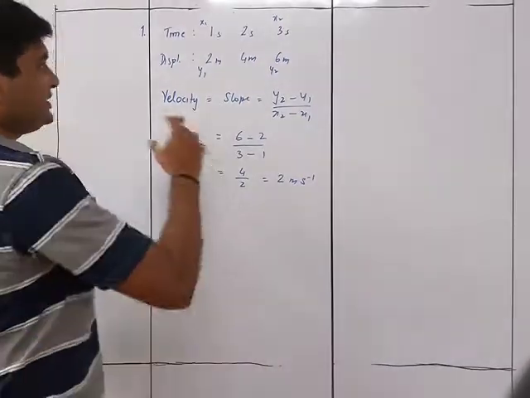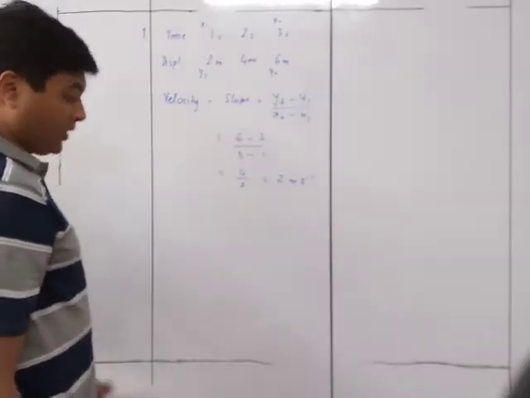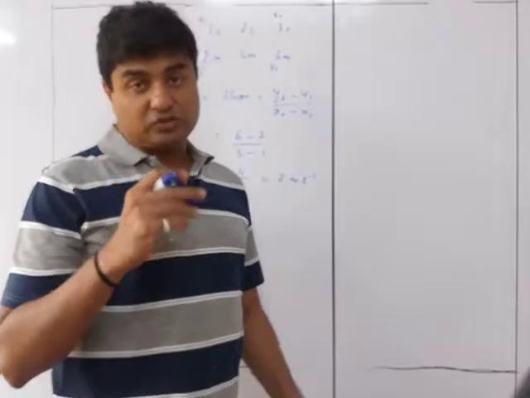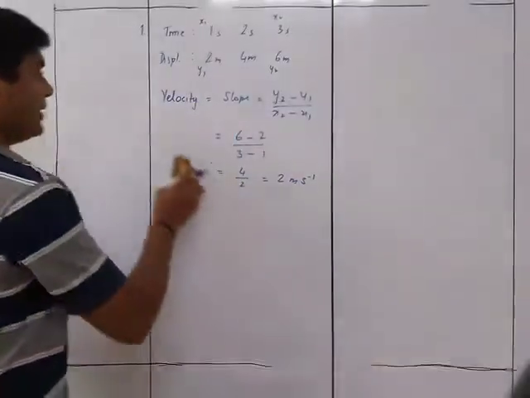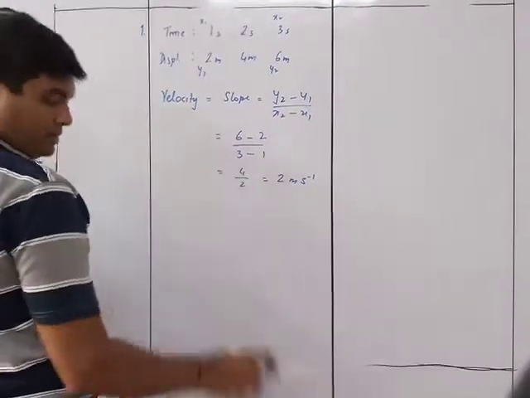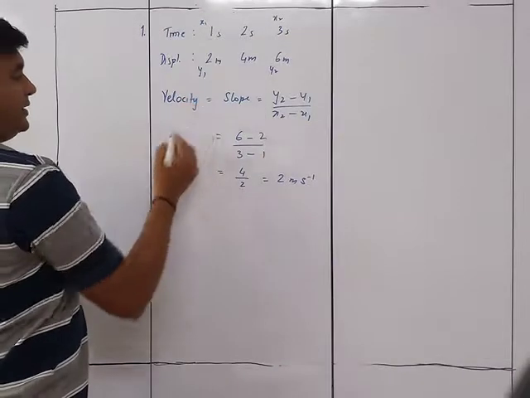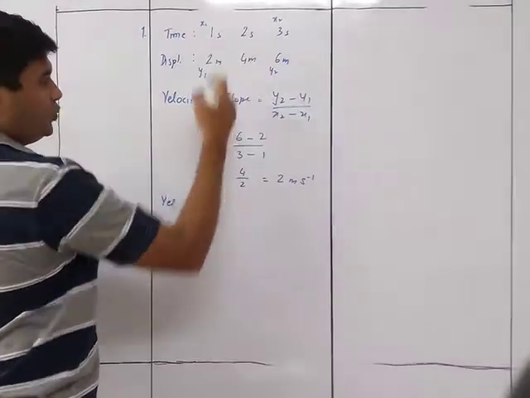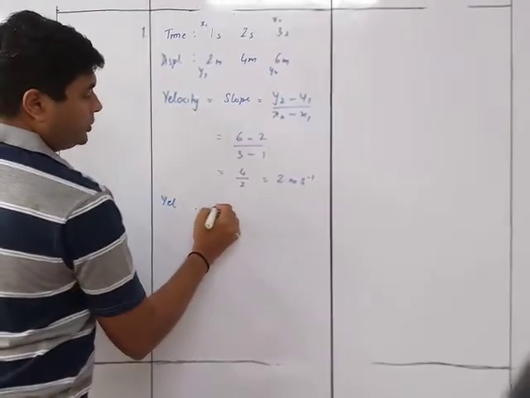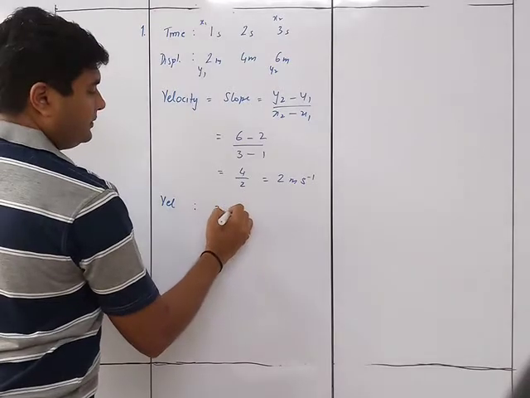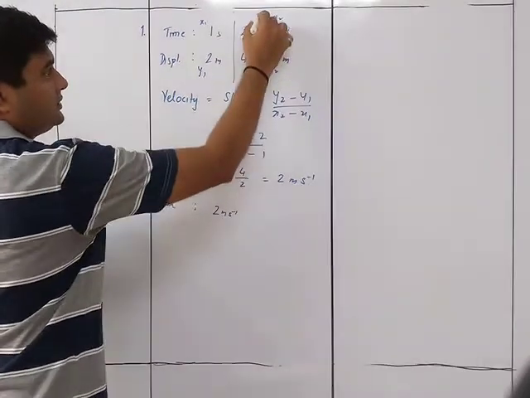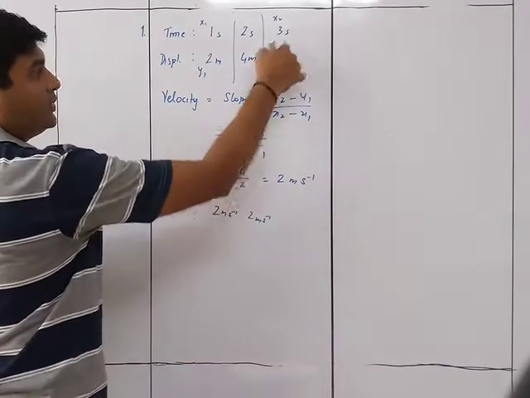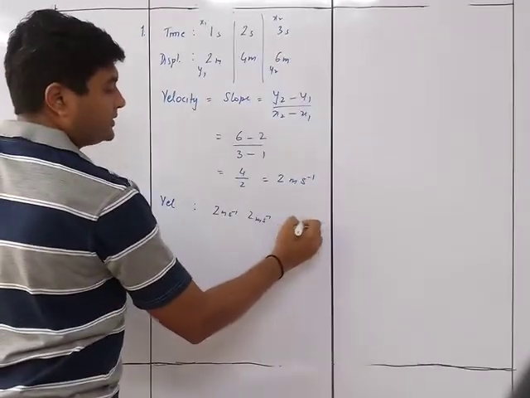Because they asked us to find the velocity of the body at 1 second, 2 seconds, 3 seconds, all three will be required, so we'll do one by one. We can directly take the velocity: for 1 second it will be 2 upon 1, that is 2 meter per second. Then the next one is 4 upon 2, so it is 2 meter per second. And the third one is 6 upon 3, again 2 meter per second.